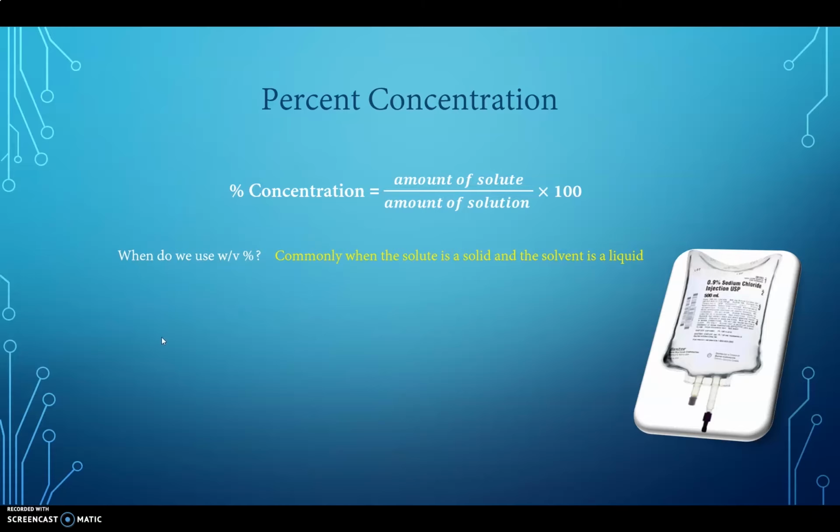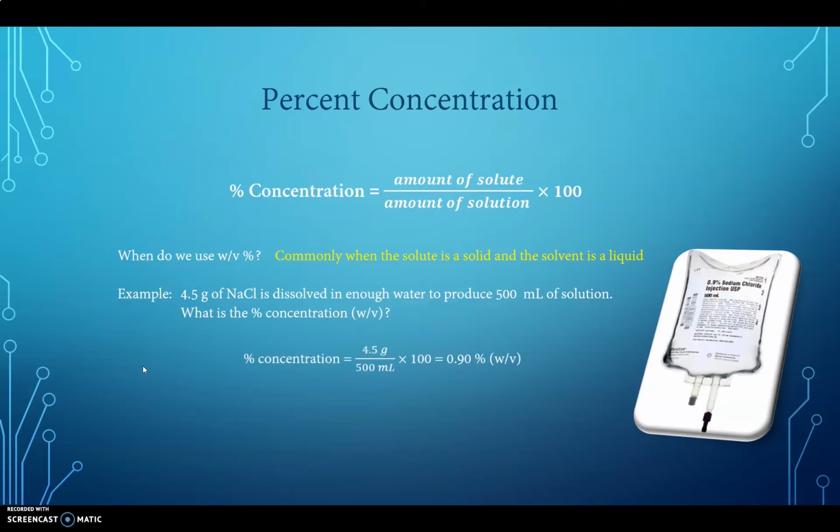So we can calculate a weight volume percent pretty easily. Suppose we dissolved 4.5 grams of salt in enough water to produce 500 milliliters of solution, and we wanted to figure out the weight volume percent. All we have to do is put the grams of the sodium chloride on the top and the milliliters of solution on the bottom, simply multiply that result by 100, and that comes out to be 0.9%, which is the concentration of a normal saline IV solution.